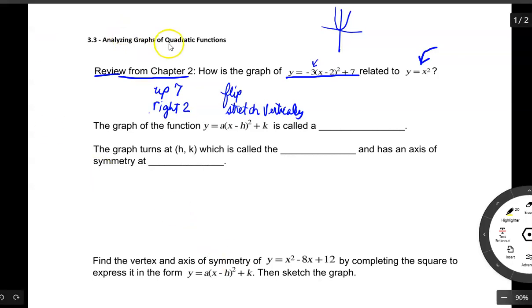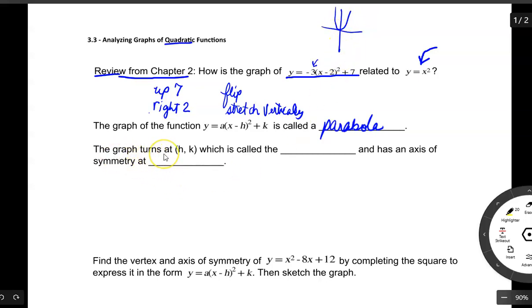Okay, but today we are focusing just on quadratics. So the graph of the function y equals a, and then in parentheses x minus h squared, plus k, is called a parabola. That's just another way to write a quadratic function. We've used that word quite a bit, so hopefully by now whenever you hear parabola, you're picturing that shape.